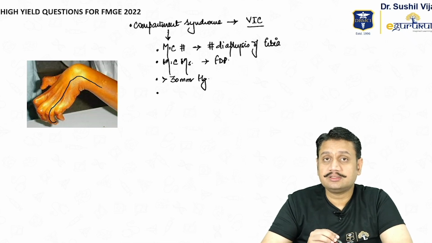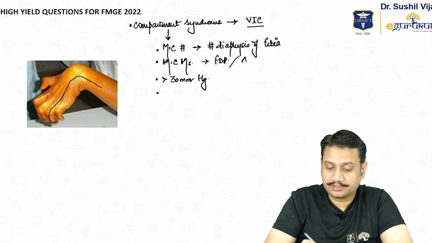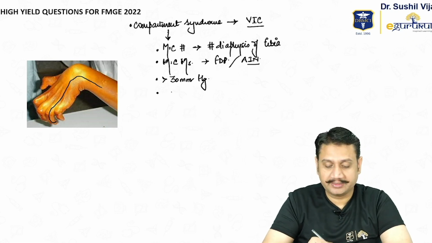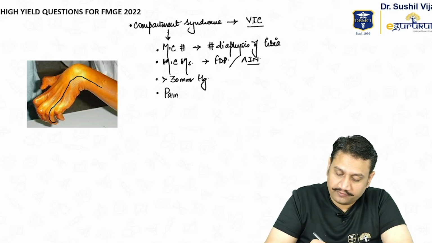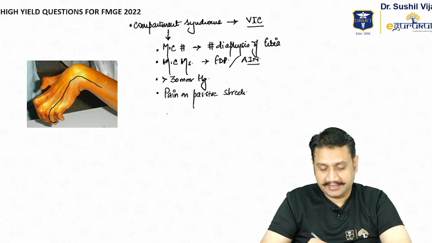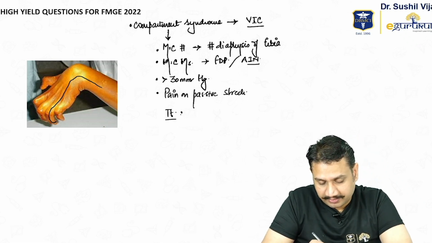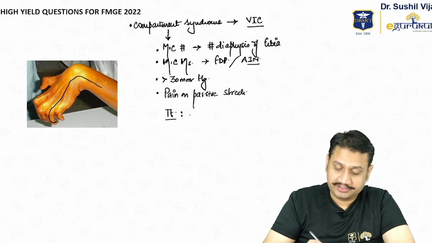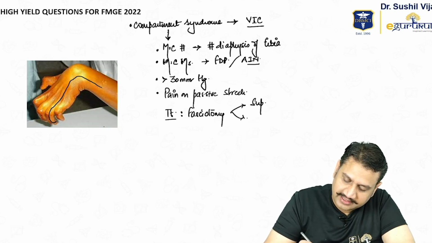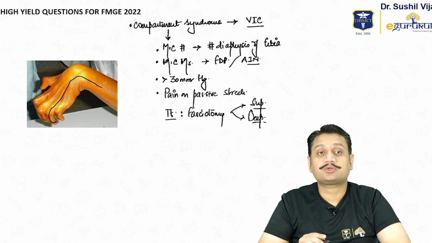Number 4, the most common nerve related to compartment syndrome is the anterior interosseous nerve. And the most important sign related to compartment syndrome will always be the pain on passive stretch. Right, the pain on passive movement is the most important sign. And when you are talking about the treatment plan, please remember that fasciotomy is the treatment, and here the fasciotomy should be superficial as well as deep. Both the fascias have to be resected. Okay, these are the questions about compartment syndrome.